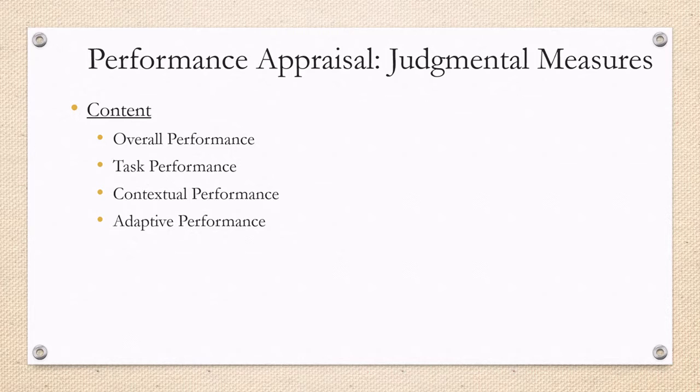Contextual performance. Just as I discussed, this is the extra role behaviors that benefit the organization, that are not technically part of the job, but it definitely adds something above task performance. Adaptive performance is the flexibility and the ability to adapt to changing circumstances. This is increasingly important, especially in technology jobs and with organizations that are global.